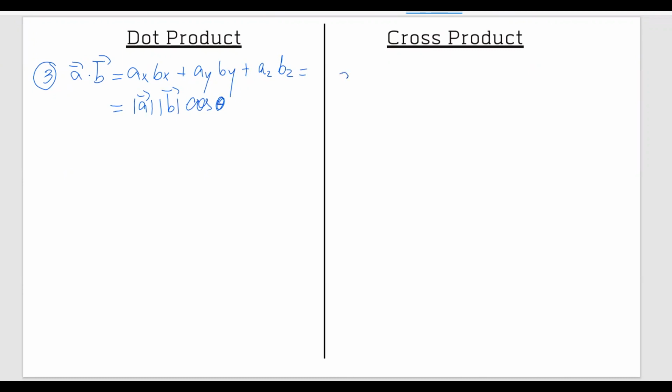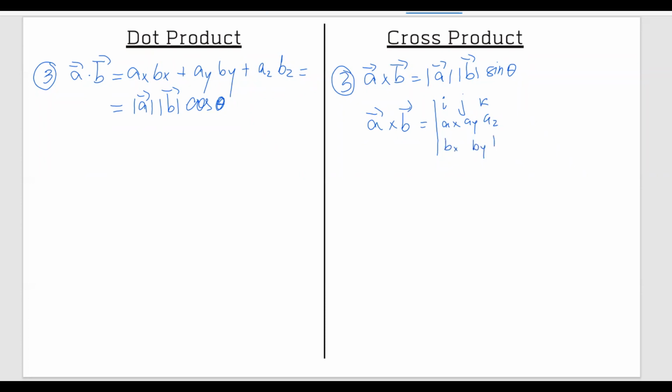And the cross product is equal to the magnitude of vector A times the magnitude of vector B times sine of angle theta. Also, as we've shown, the cross product can be calculated by calculating the determinant of the 3x3 matrix. Okay, and then you put the coefficients AX, AY, AZ, BX, BY, BZ.